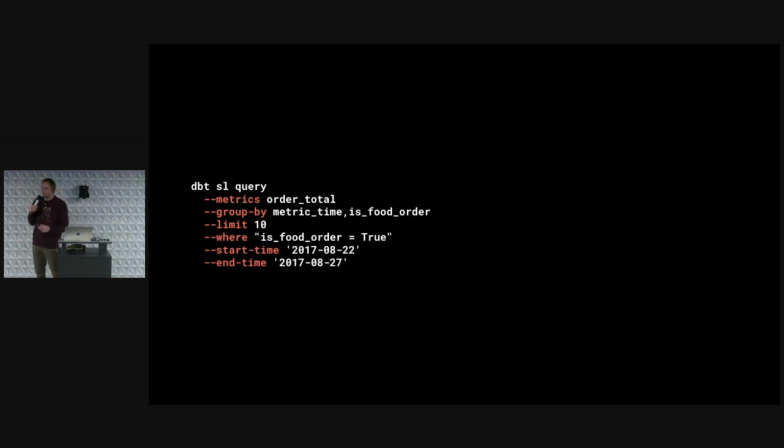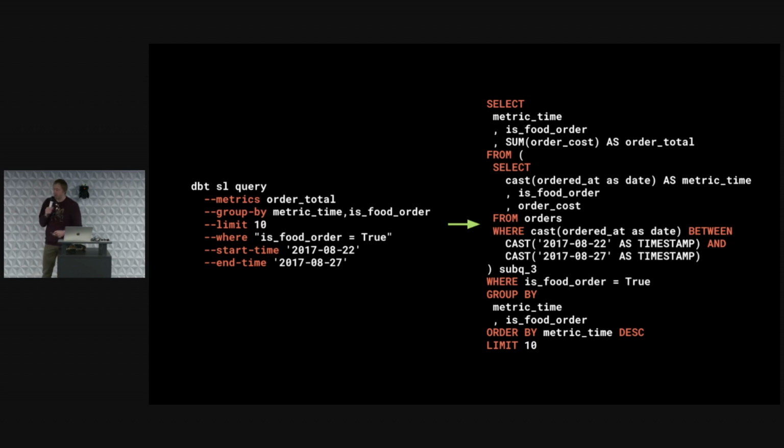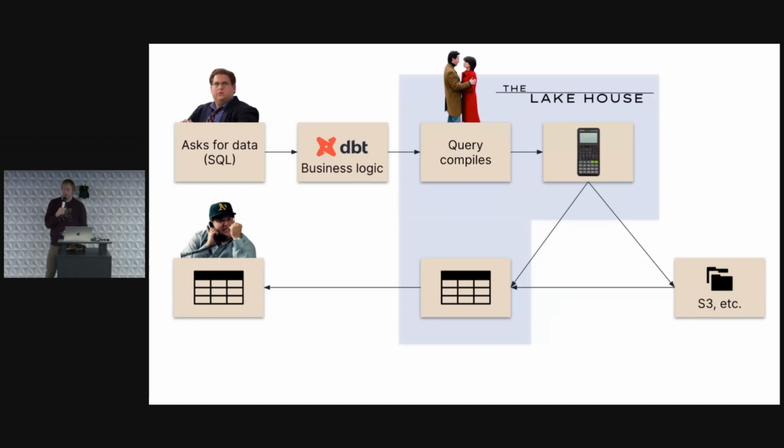You can write sort of pseudo queries against DBT. DBT will take that thing on the left, or something kind of like it, and turn it into this thing on the right, which is a SQL query. And then it will hand the SQL query to your database. And so now we've injected this other step where there's already some additional pre-compilation prior to the business logic step.